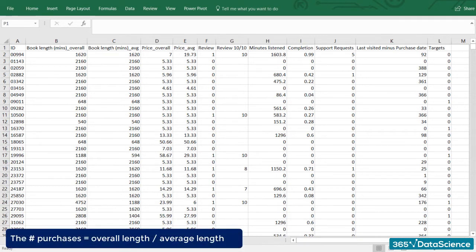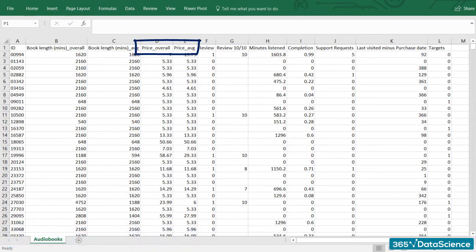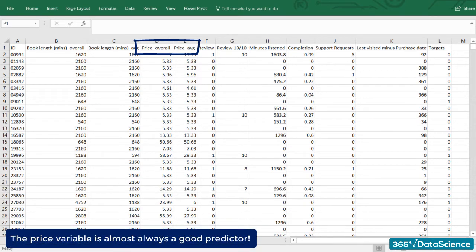variables we just described. Then we have the overall price paid and the average price paid. These variables were constructed in the same way as those for book length. The price is in dollars, although it makes no difference to the algorithm. By the way, the price variable is almost always a good predictor of behavior.